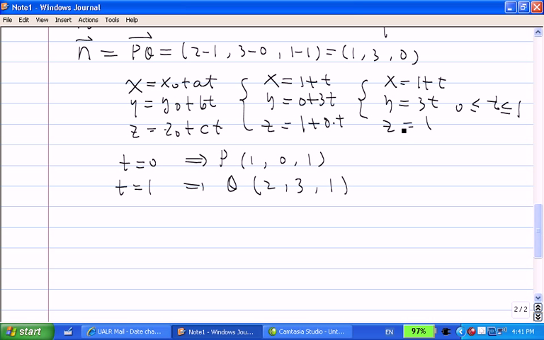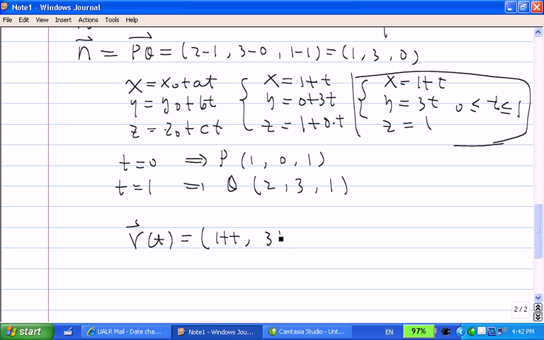Okay, so this is the parametric equation. What do they mean by vector equation? They mean this. You just replace x by 1 plus t, y by 3t, z by 1, and t here is between 0 and 1. This they call the vector equation. If you restrict your t to be between 0 and 1, it gives you the points between P and Q on the line.